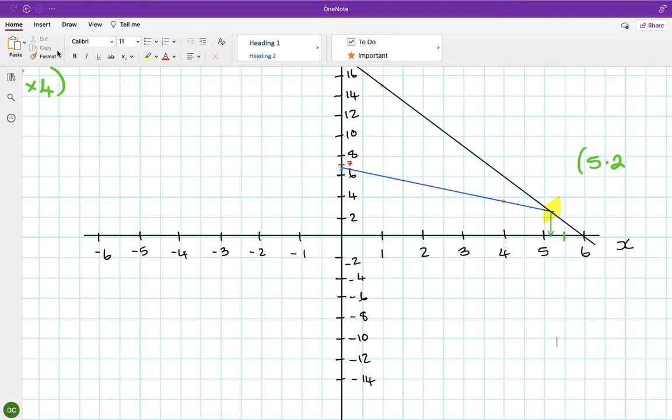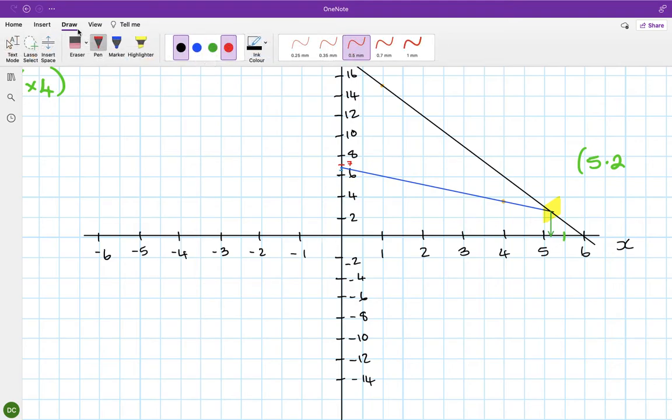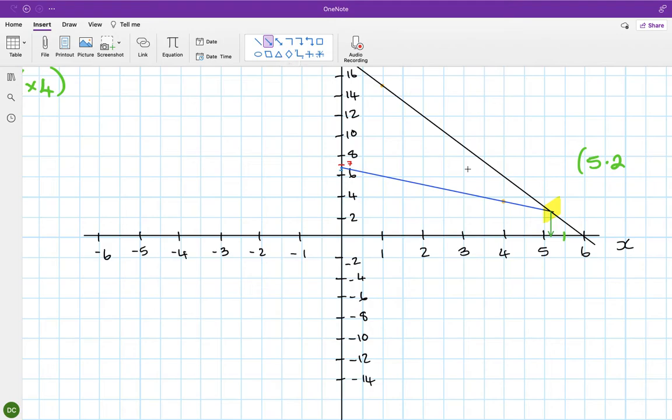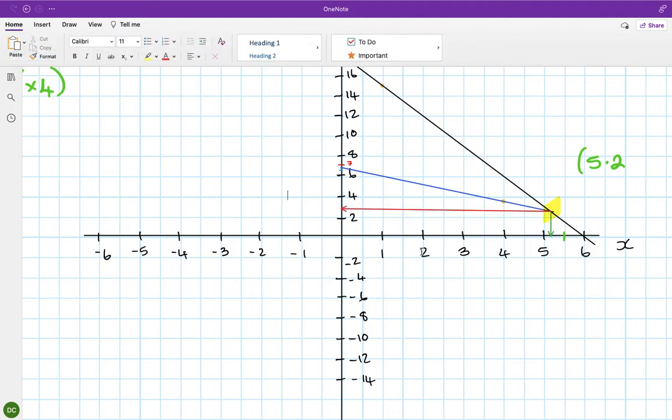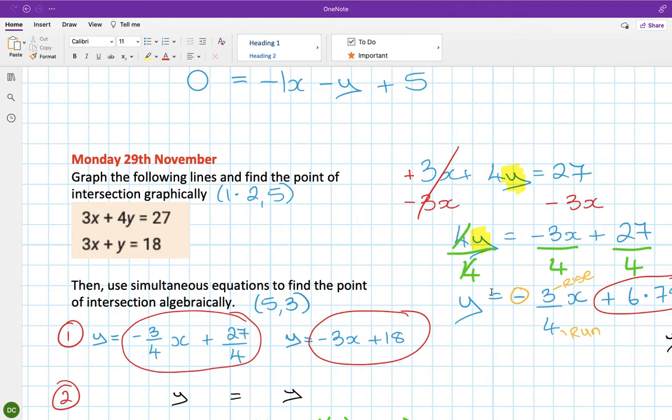Something like that. And then draw, red, insert, arrow, and then try and grab the point of intersection and go across. Keep it as horizontal as possible. I think it looks just less than 3, maybe 2.9. So 5.2, 2.9. Wow.